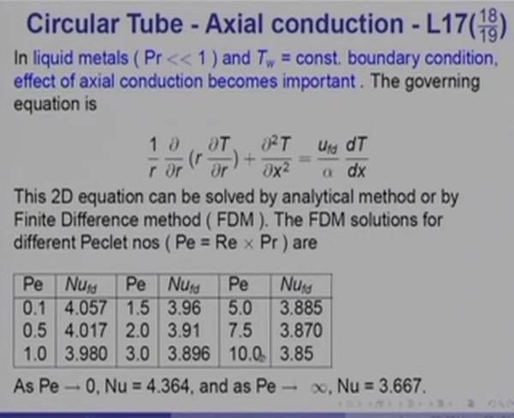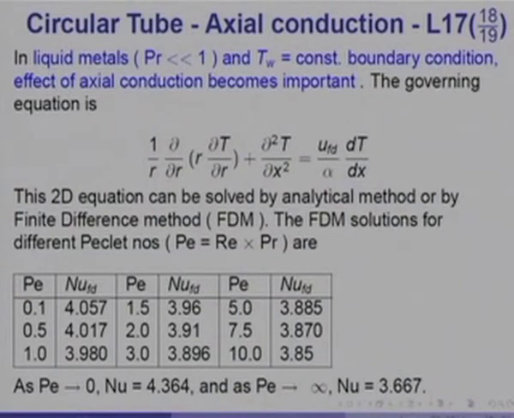And when Peclet number is about 10 and the wall temperature is constant, mind you, so at large Peclet numbers, the axial conduction effect goes on almost becoming negligible, and you arrive at 3.85. In effect, as Peclet number tends to zero, you get only constant heat flux solution, so Nu equal to 4.364, and as Peclet number tends to infinity, you get the constant wall temperature solution 3.667.